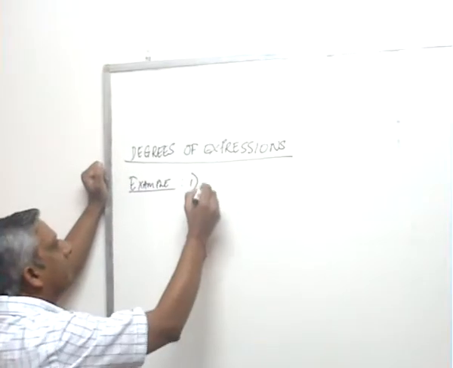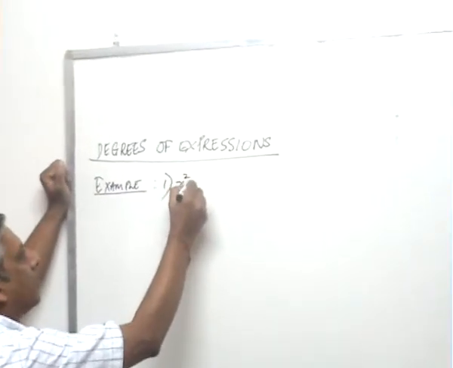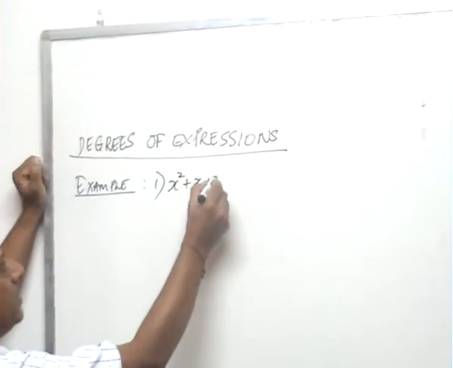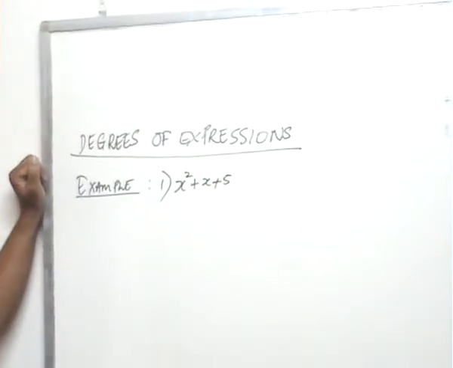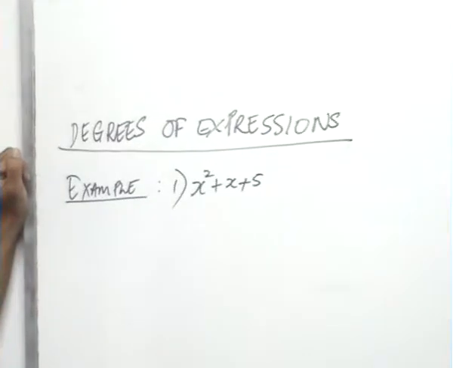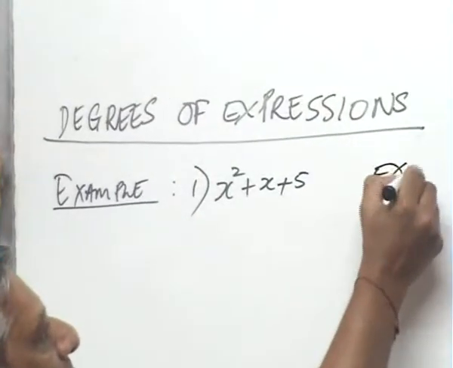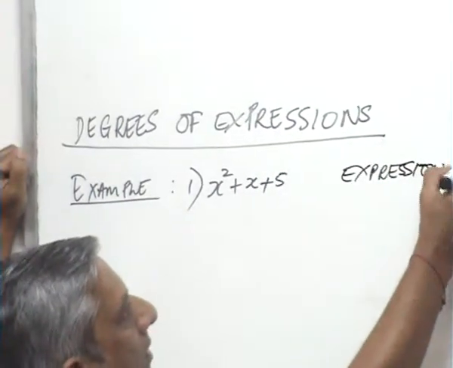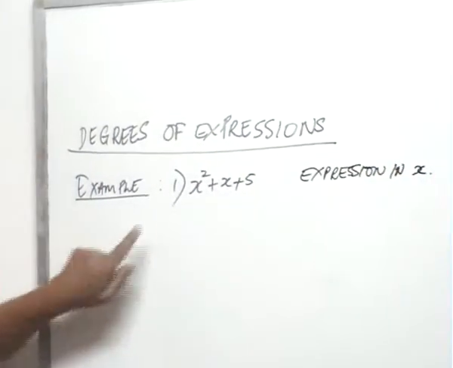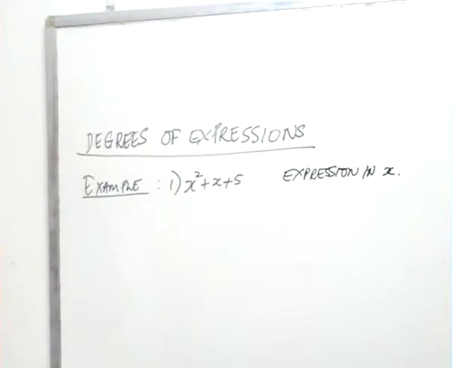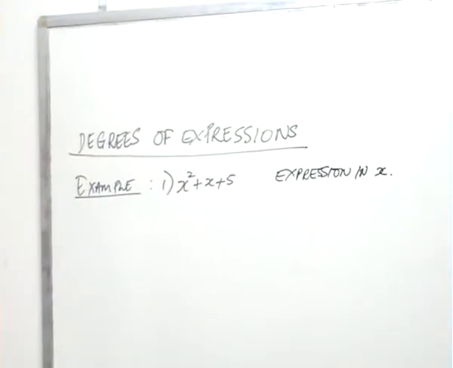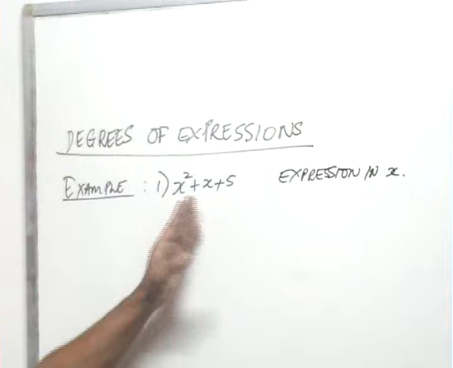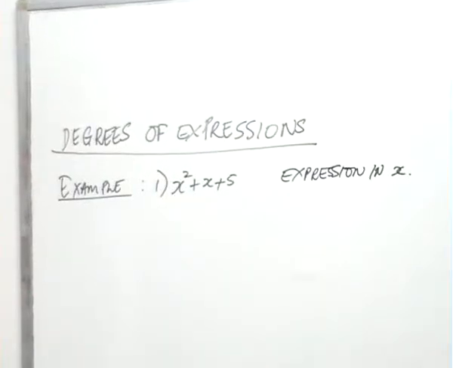If you take example 1 and you look at it, it is an expression in x. That's how we talk. This is an expression in x. Because there's only one letter in it, x, appearing 2 times.